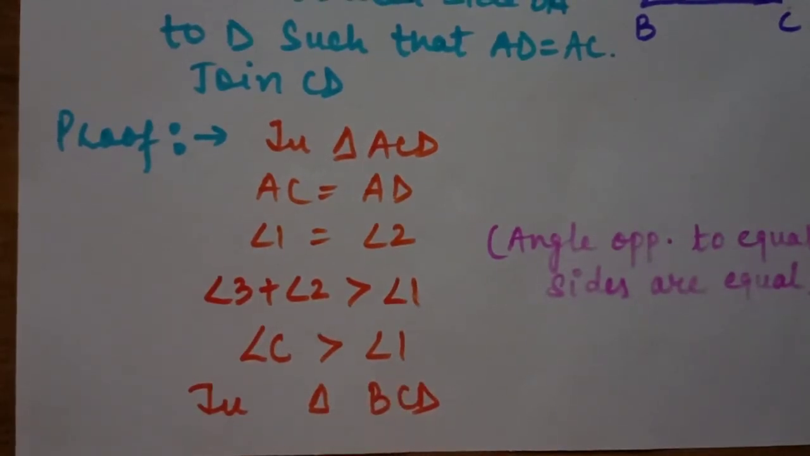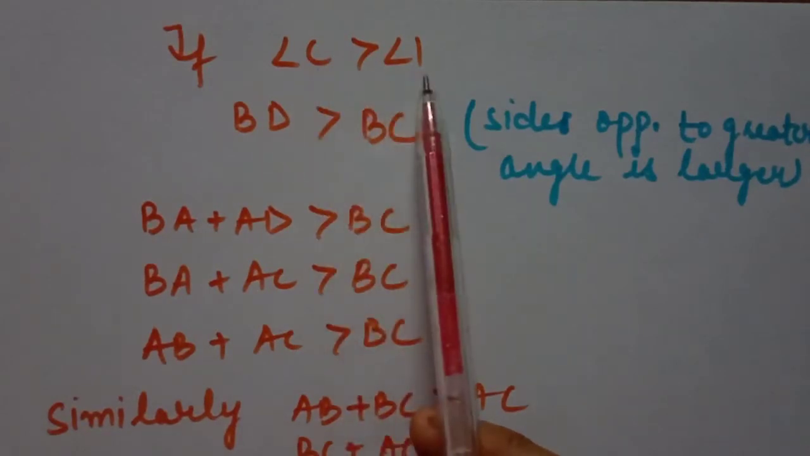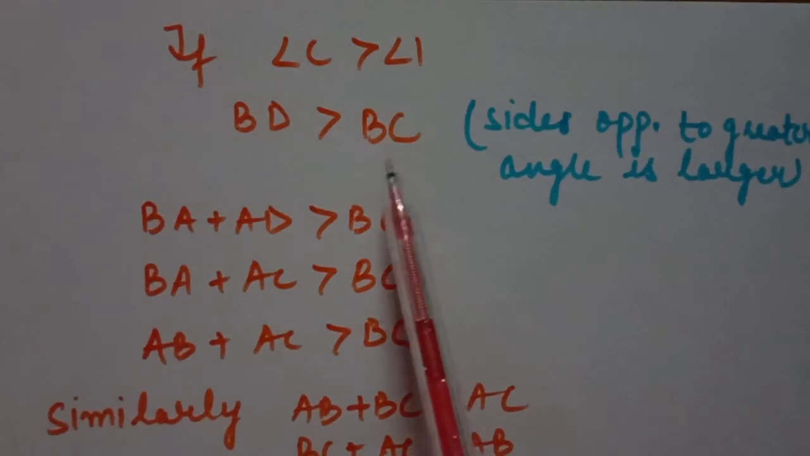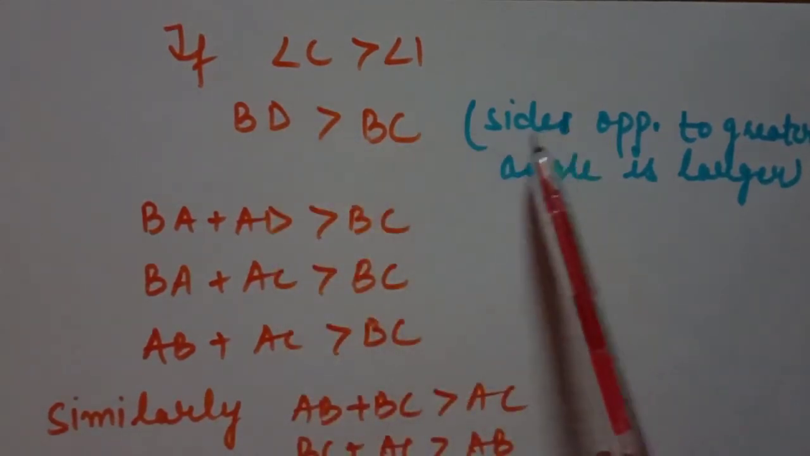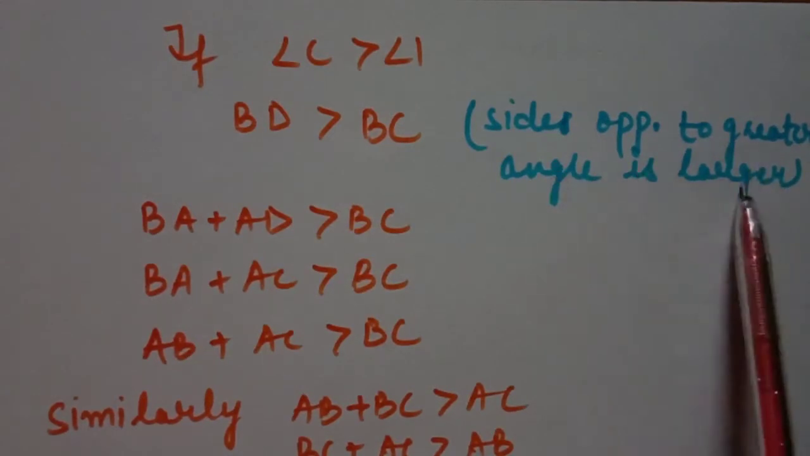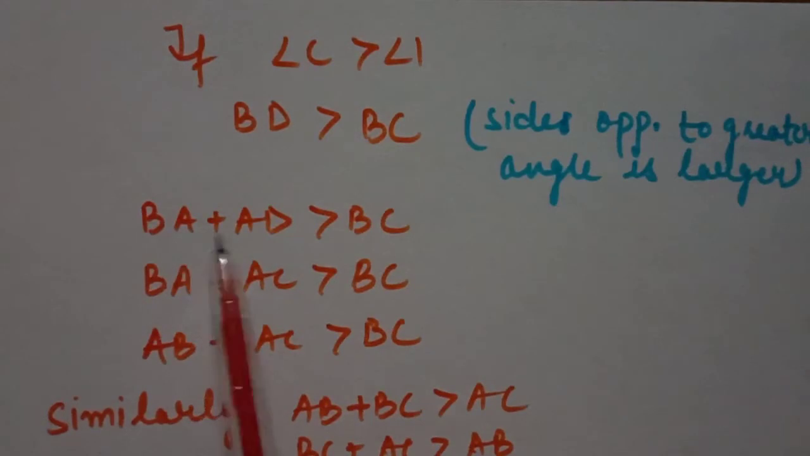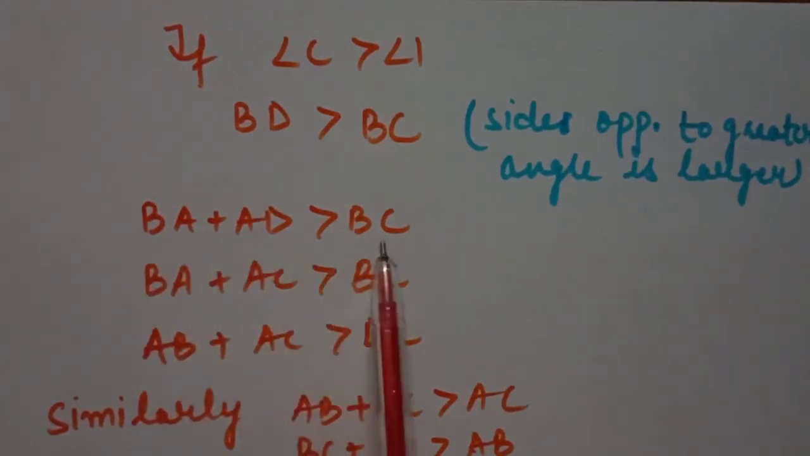Now in triangle BCD, angle C is greater than angle 1. Side opposite to angle C is BD, side opposite to angle 1 is BC. So this is the relation, BD is greater than BC. Why? Side opposite to greater angle is larger. BD is the combination of two parts, BA plus AD. We can write BD as BA plus AD, which is greater than BC.